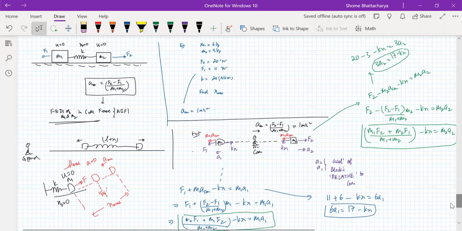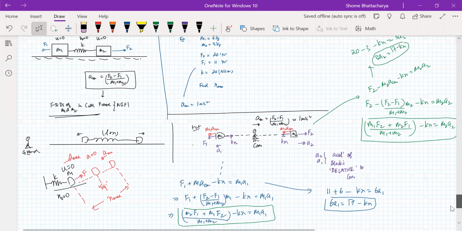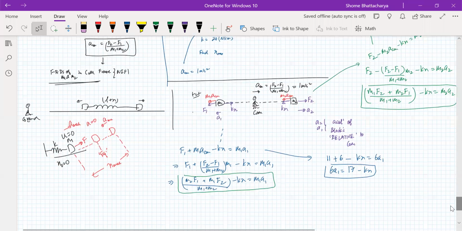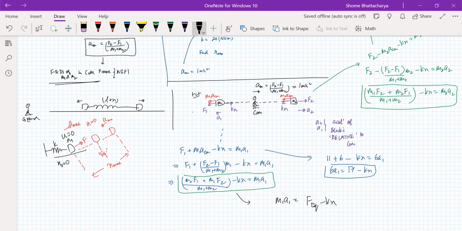We are not going to get into work energy here. We can get into work energy, but basically see what is happening. This equation is something like this, that M1A1 is equal to some equivalent constant force minus Kx. And the other one is also showing you that M2A2 is some equivalent constant force minus Kx, where that equivalent constant force is this term, M1F2 plus M2F1 upon M1 plus M2, which in our numerical example was working out to be 17 newtons. Okay.